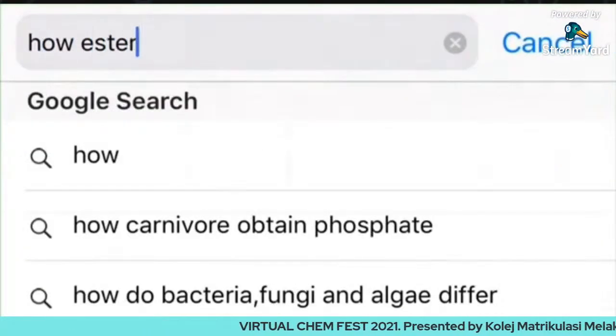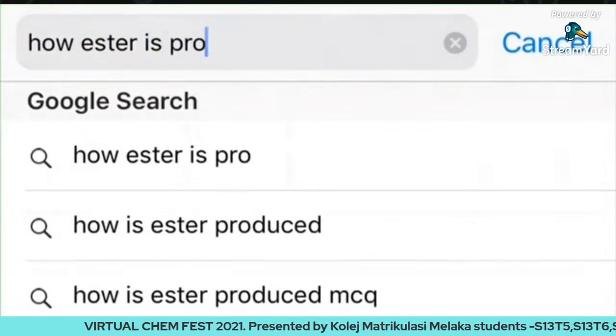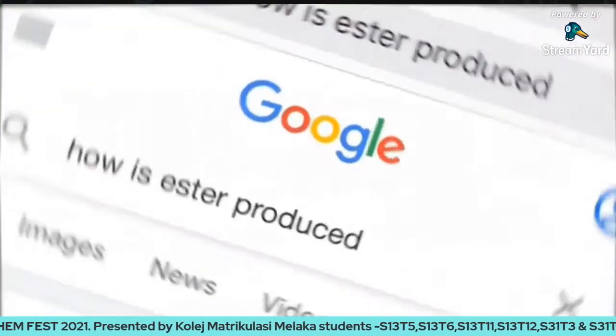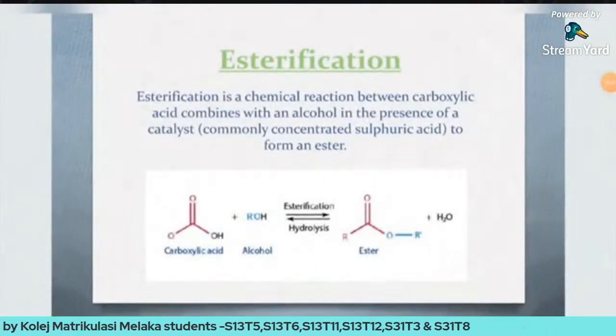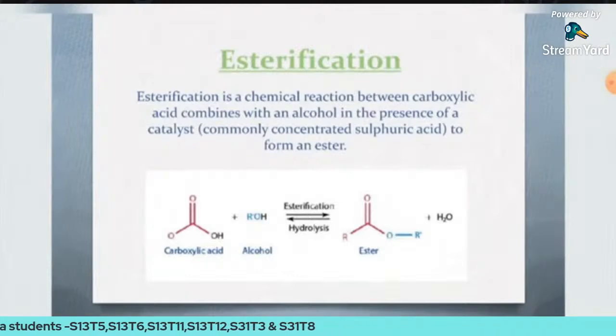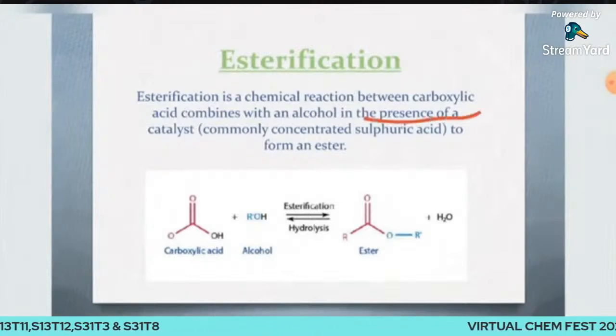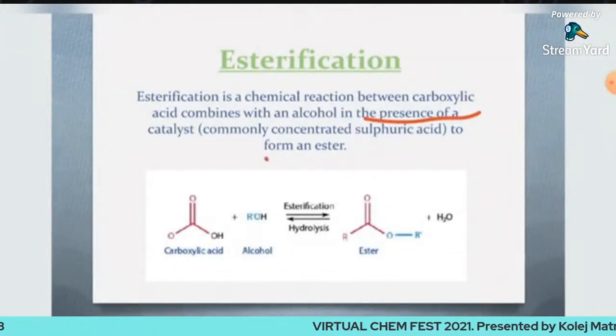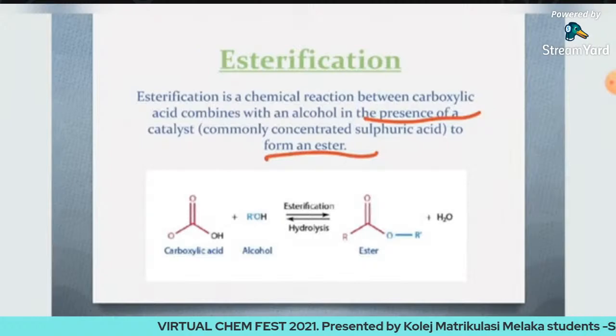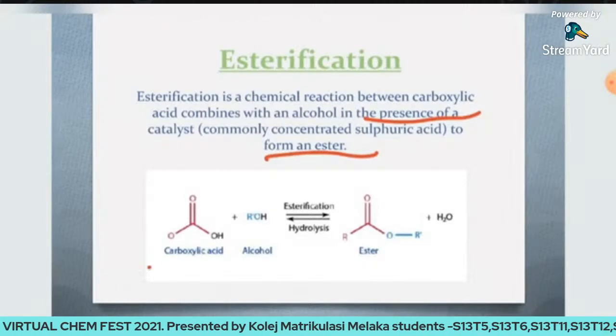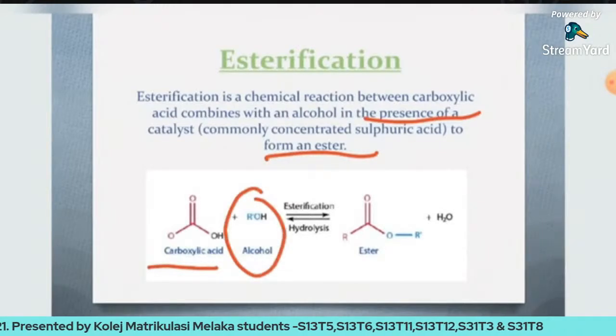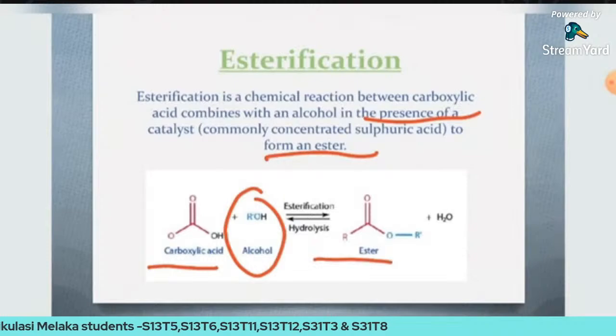Oh, so the scent and flavor come from ester? But how is ester produced? Esterification. Esterification is a chemical reaction between carboxylic acid combined with an alcohol in the presence of a catalyst, commonly concentrated sulfuric acid, to form an ester. This equation shows that carboxylic acid will react with alcohol, undergo esterification, to form an ester and water.